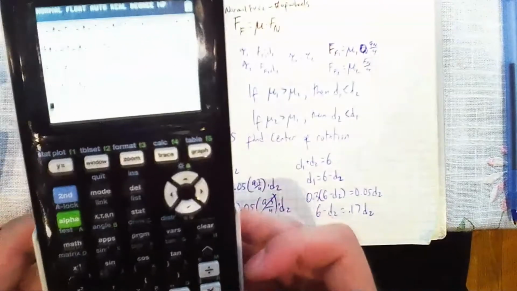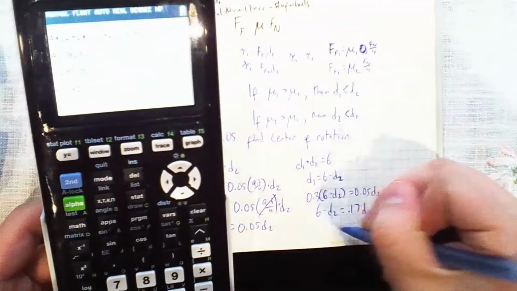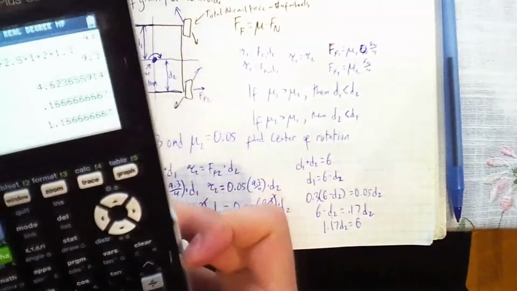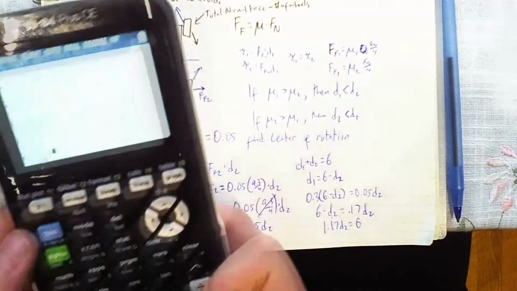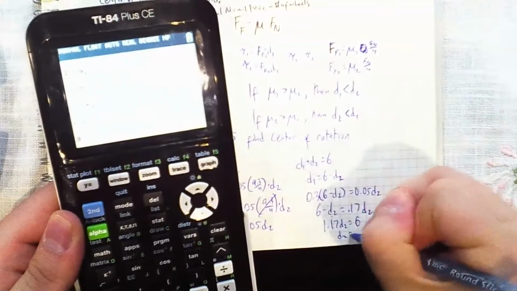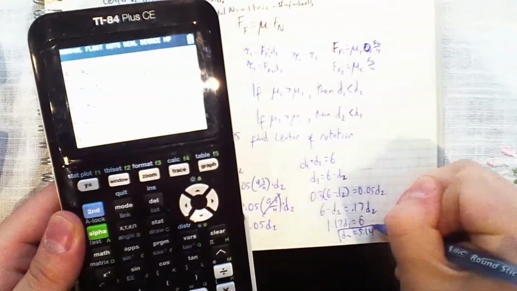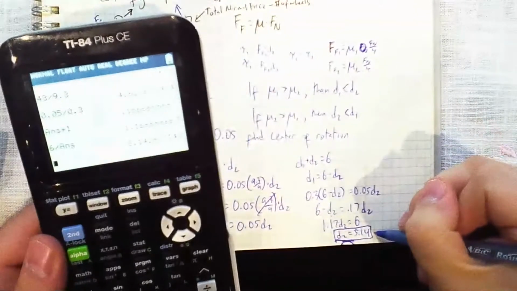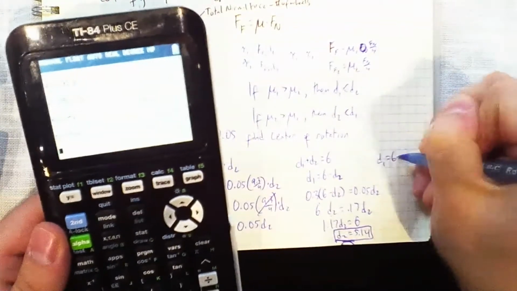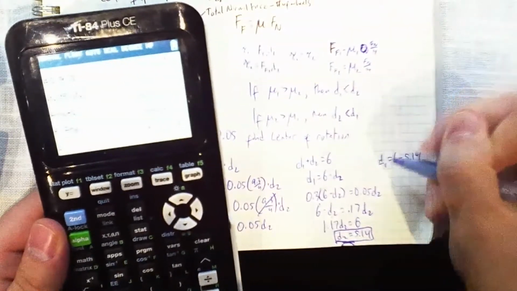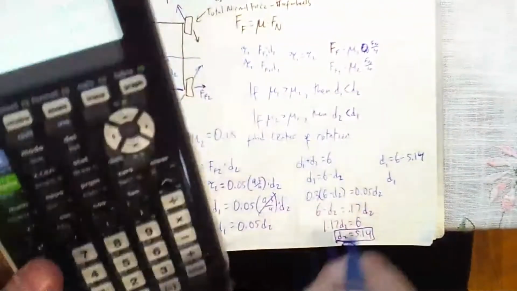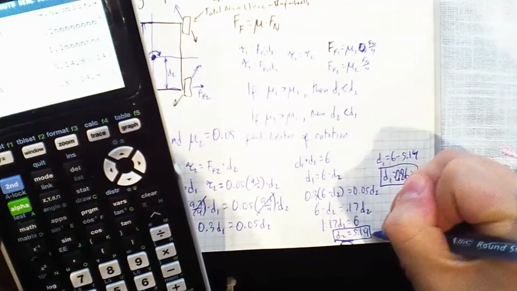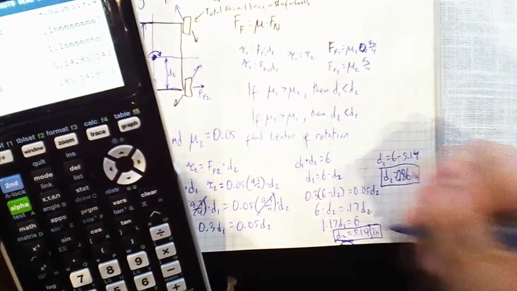Add D2 to both sides, so add 1. So you get 1.17 D2 equals 6. Then we do 6 divided by that. D2 is equal to 5.14. And then to find D1, D1 equals 6 minus 5.14. D1 equals, just do that. A little sloppy, but that's okay.